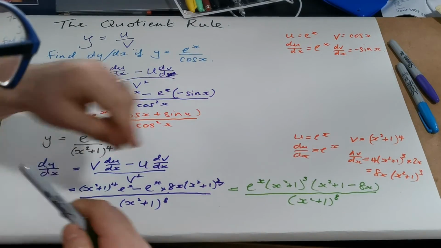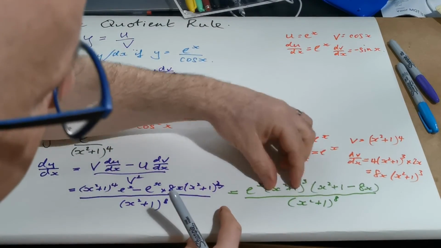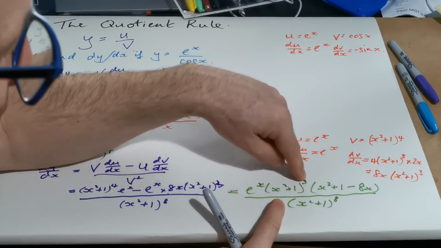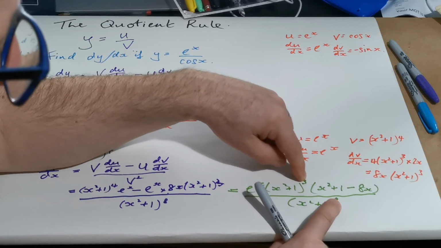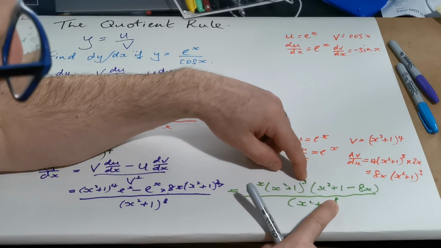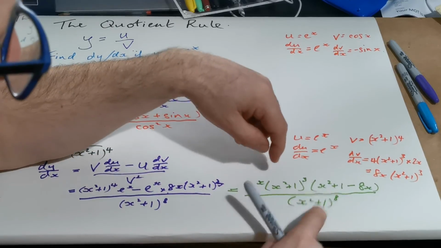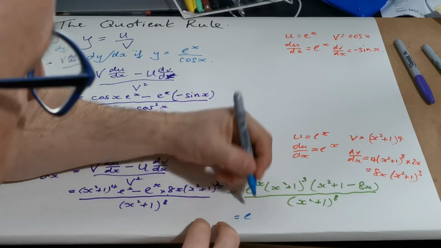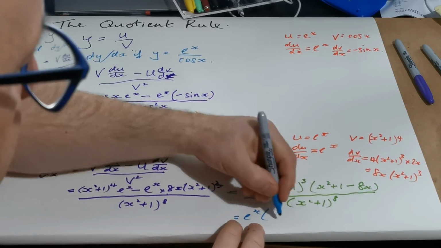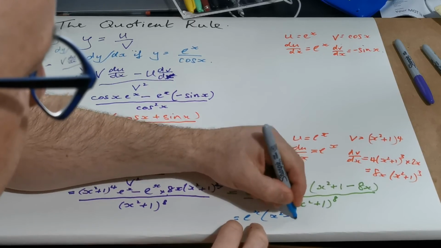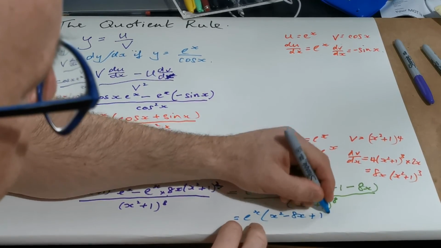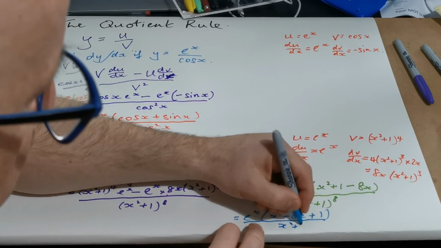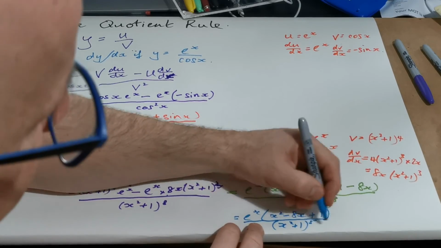Now you can see that because this is a product of 3 different things and we've got a similar thing at the bottom, there should be some cancelling out to do. If I've got cubed here and 8 there, I think 3 of these should cancel out with 3 of those, so it should leave us with power of 5 on the bottom. So we would be left with e to the x times x squared minus 8x plus 1, all over x squared plus 1 to the 5.